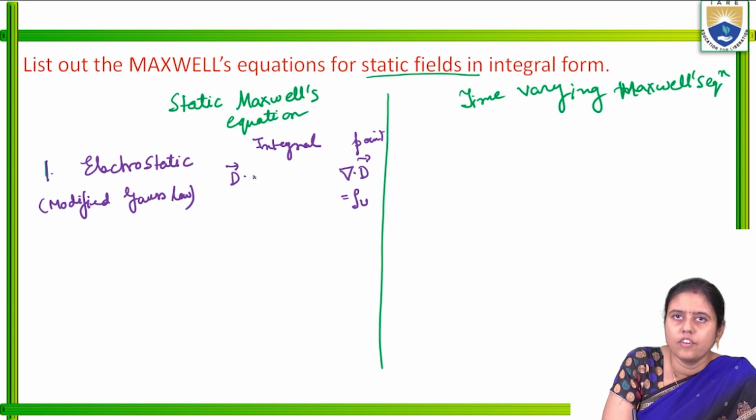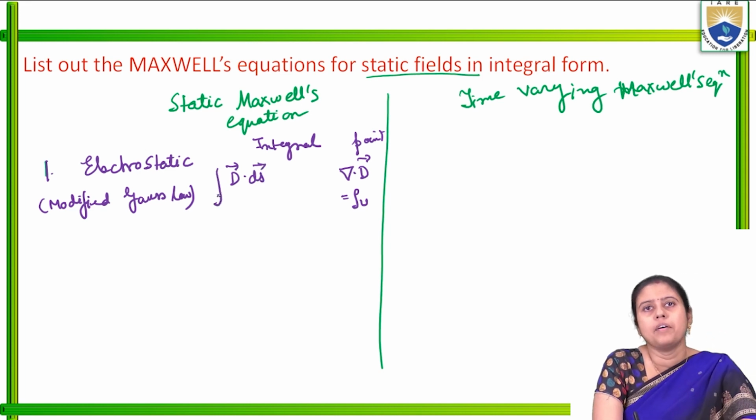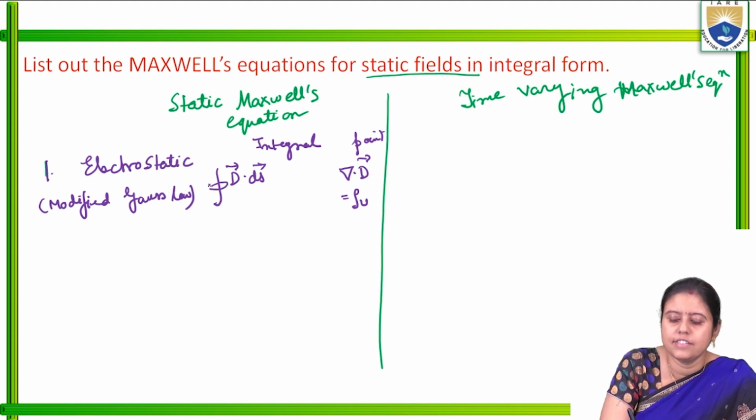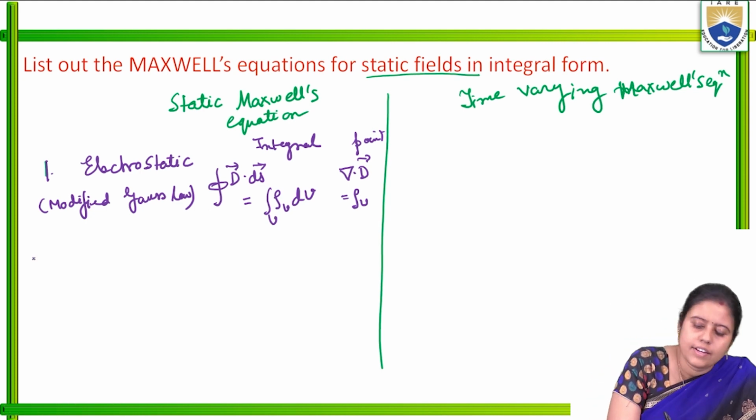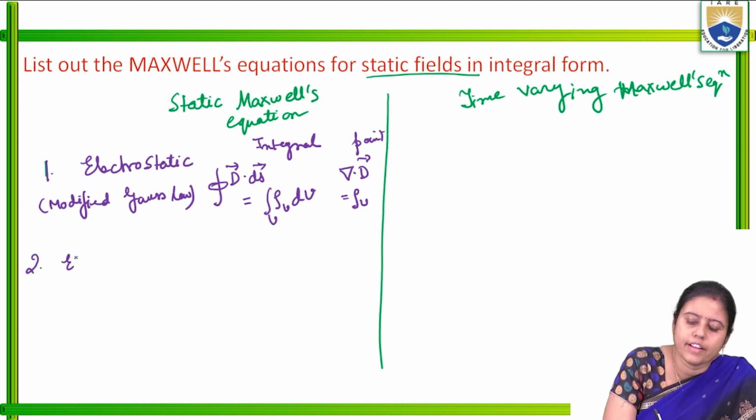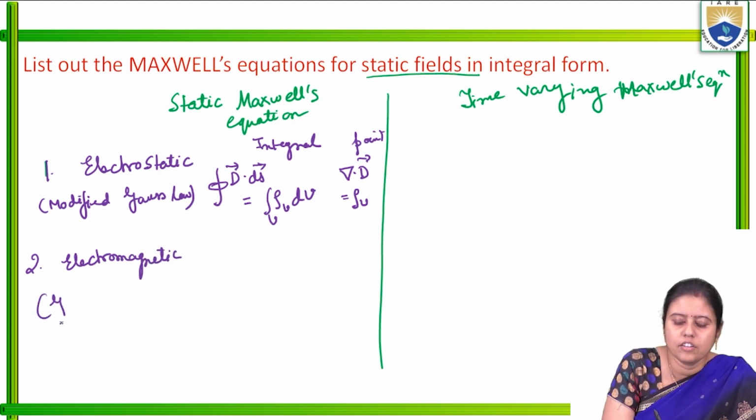What is the integral form? The closed surface integral of D dot dS is equal to the integral of rho V dV. What is D? D is nothing but the electric flux density. Rho V is the volume charge density.